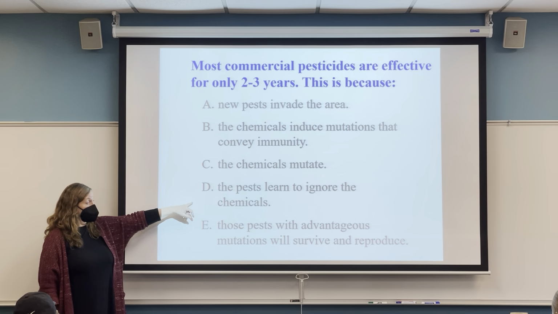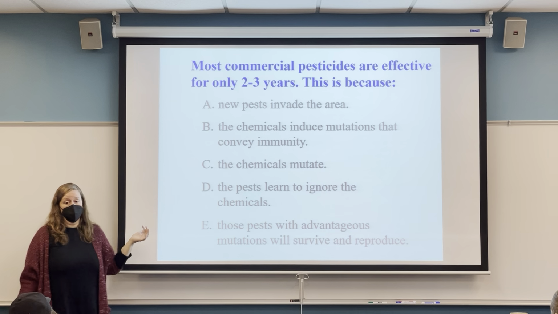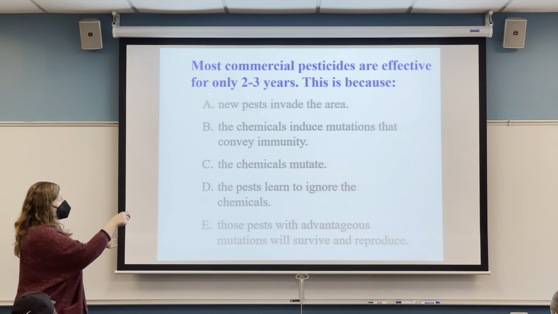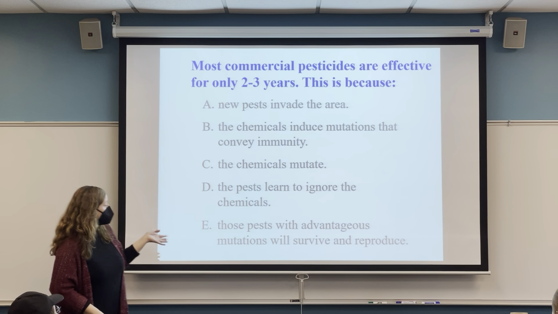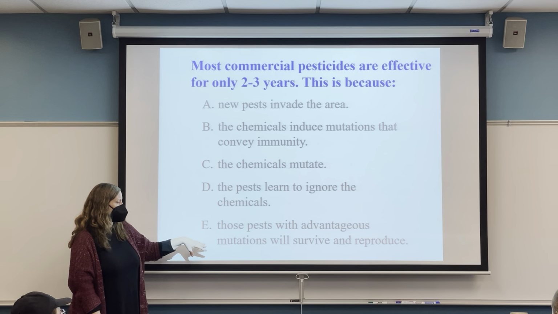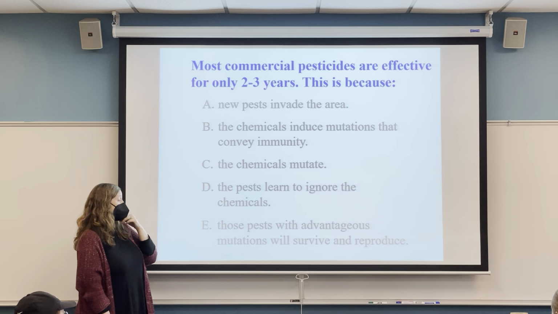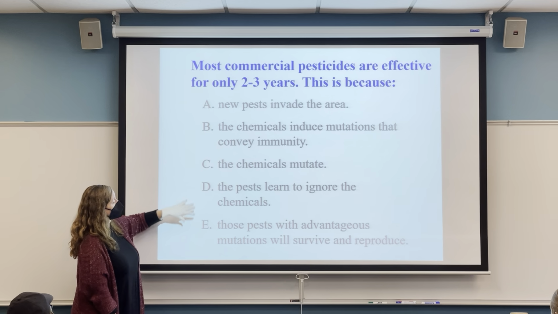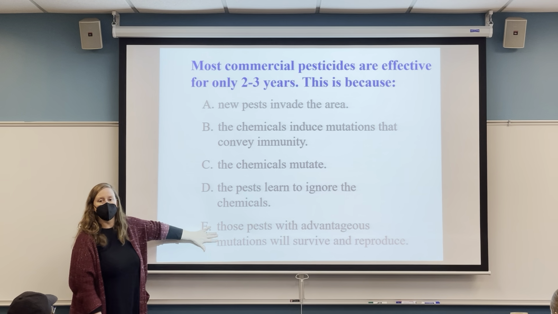The pests learn to ignore the chemicals? Maybe their behaviors change over time. That's a possibility. So maybe A, maybe D. Those pests with advantageous mutations survive and reproduce. Okay, that sounds really good, right? So that's how I go through and decide this one's the best.